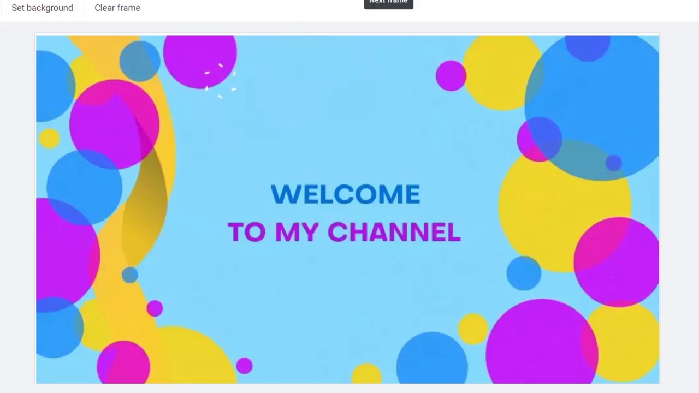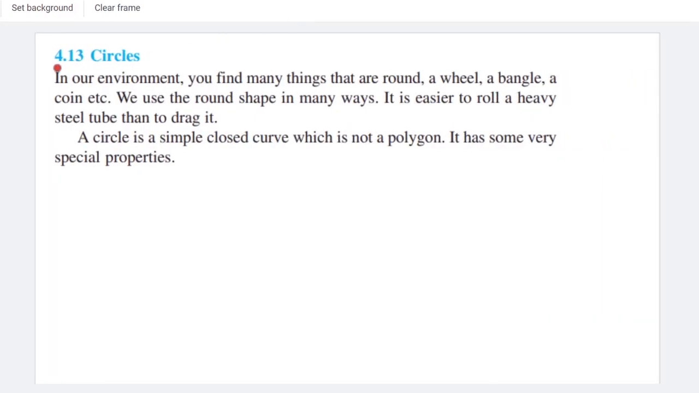Today we are going to see about circles. In our environment, you find many things that are round: a wheel, a bangle, a coin, etc. We use the round shape in many ways. It is easier to roll a heavy steel tube, isn't it, than to drag it.